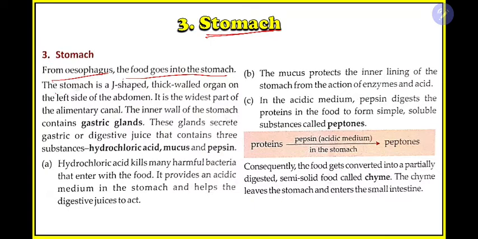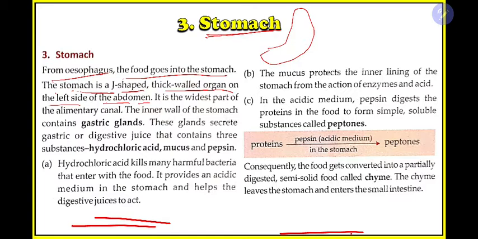How does the stomach look? The stomach is a J-shaped thick walled organ on the left side of the abdomen. The stomach is J shaped, that means the stomach will look a little bit like this. J is like this, so you can consider it J shaped. And which side of your body will it be on? It will be on the left side of the abdomen.